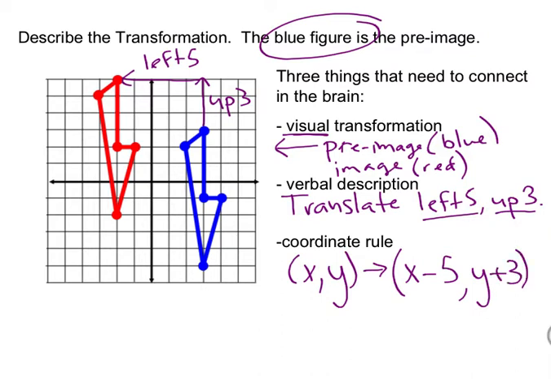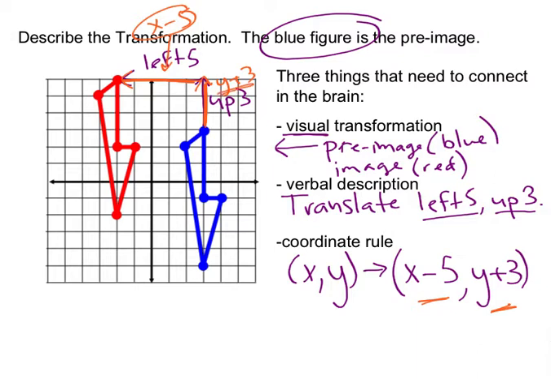Okay, and you can actually see this x minus 5 and this y plus 3 in the graph. Here is the y plus 3. It's what moves it up 3. Here is the x minus 5. It's what moves it left 5, because every x coordinate is going to have 5 subtracted. Every y coordinate is going to have 3 added.